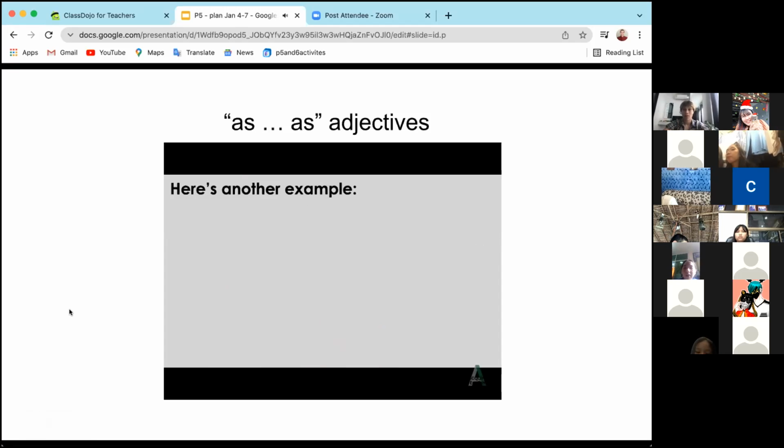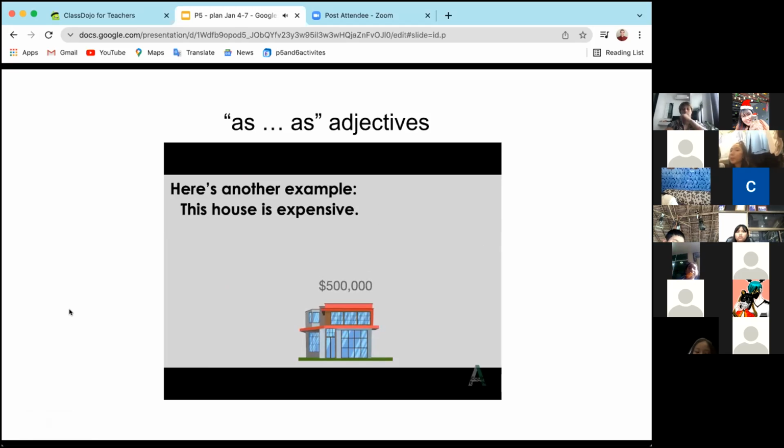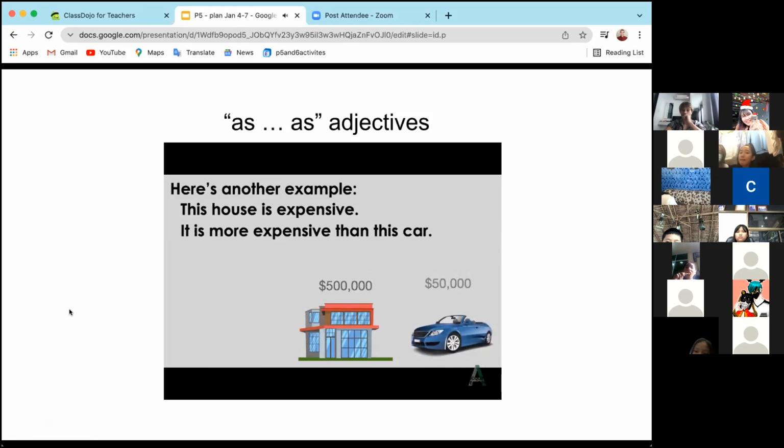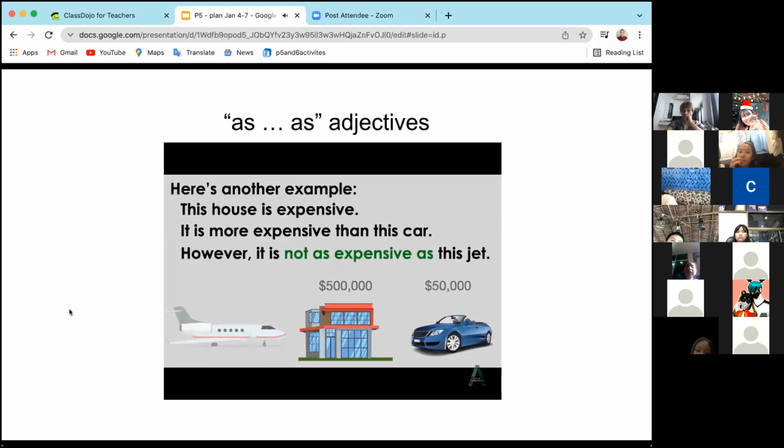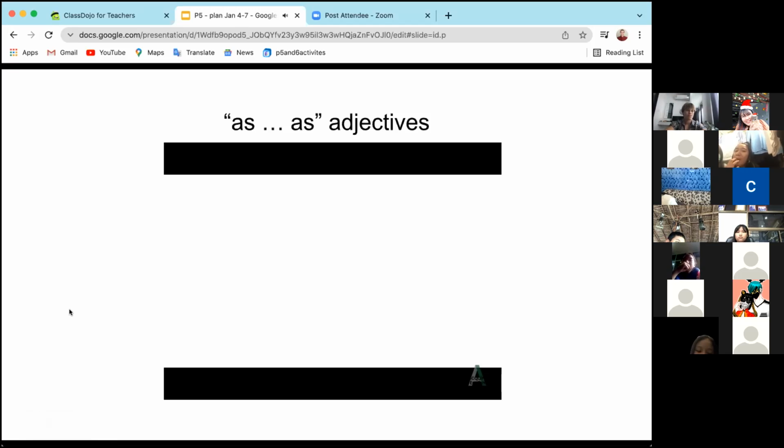Here's another example. This house is expensive. It is more expensive than this car. However, it is not as expensive as this jet. Now you try. See if you can come up with the answer.